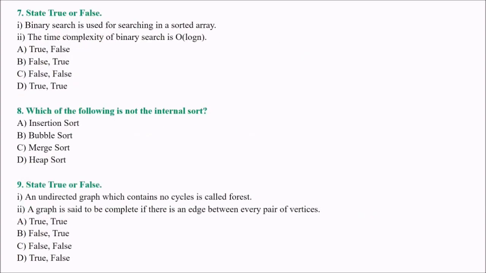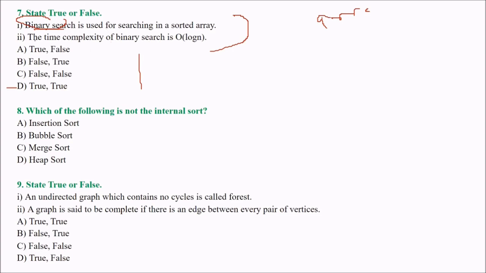Next question is, we have to say true or false for these two options. Please read them very carefully and try to answer. At the first glimpse, the answer seems to be the fourth option, D. Let us see. Binary search is used for searching in a sorted array. This is correct, because you need the array to be sorted. Then only you can apply the binary search.